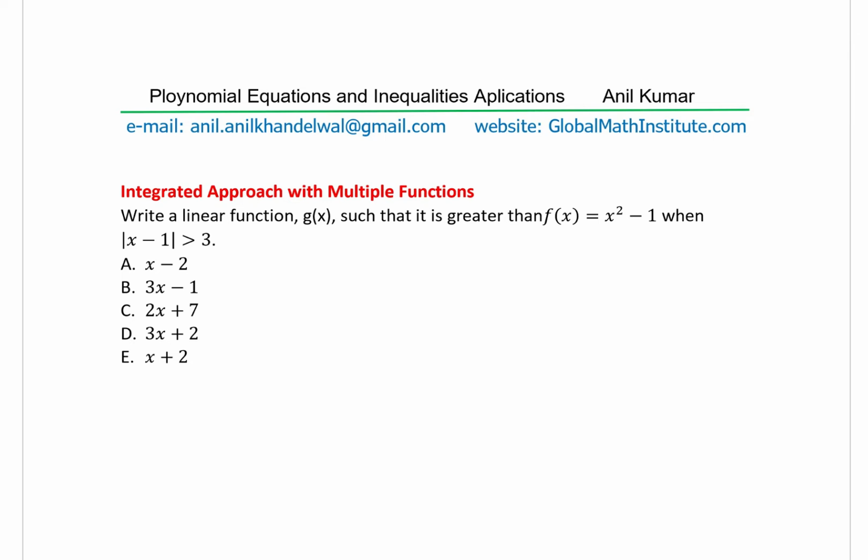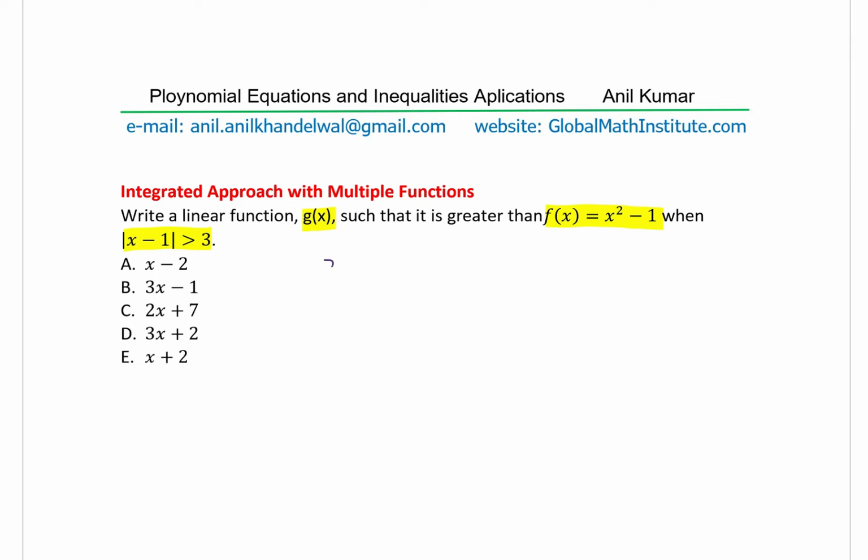Now, let's first talk about the approach. You can actually pause and work out the solution and then look into my solutions. So here the approach is that we write a linear function. This is what we need to find, which could be one of these five, a, b, c, d, e, such that it is greater than f of x equals x squared minus 1 when a limit is given for an absolute function. So strictly speaking, the question is kind of like this.